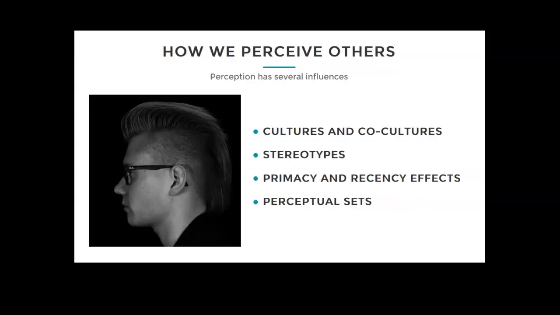How we perceive others is really interesting. So perception has several influences. We have cultures, we have co-cultures, we have border cultures, stereotypes, and we know this idea of the primacy and recency effects, which I'll explain in a second, and then this idea of perceptual sets. So let's talk about these.